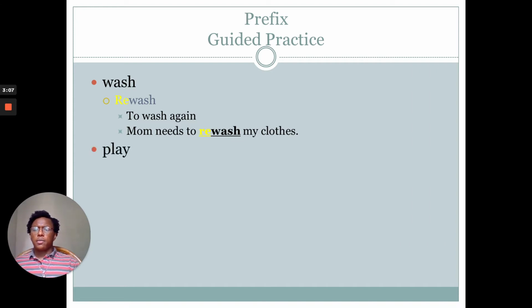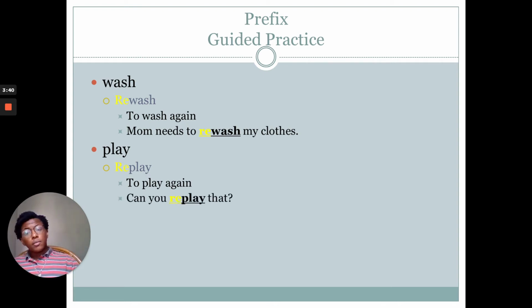Let's look at another example. We have the word play. And then we add re in front of play. And what do we get? Replay. And so if rewash is to wash again, replay is to play again. And so if we were to use that word as an example in a sentence, can you replay that? Can you play that again?